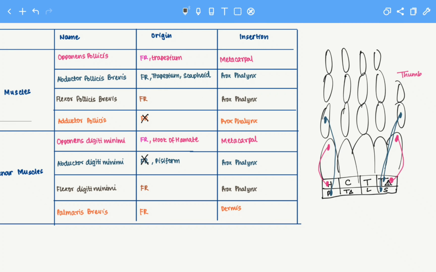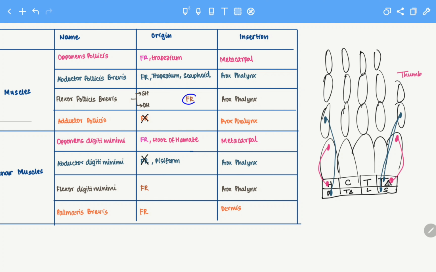So the flexor muscle, it's important to remember that the flexor muscle for the pollicis has two heads. It has a superficial head as well as a deep head. So let's just arrange this. Alright.